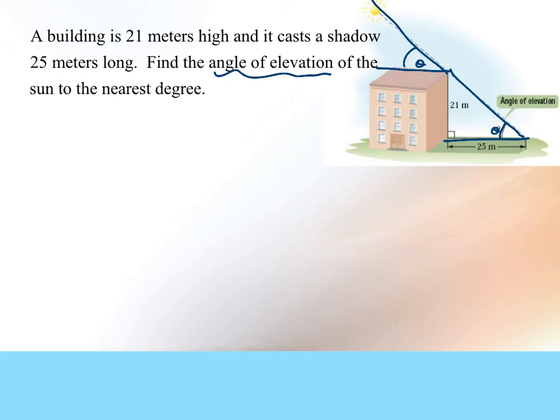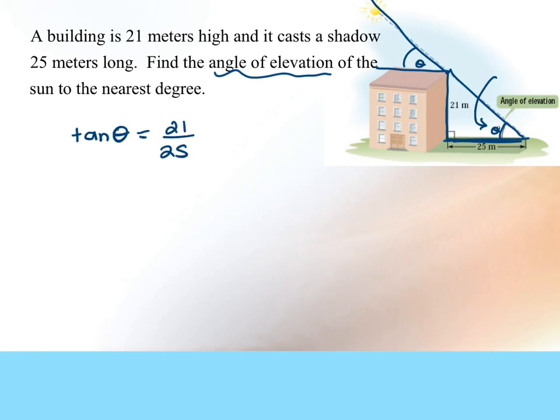But it says the building is 21 meters high, which is what this measurement is. It casts a shadow, which is 25 meters wide, which is this one. And again, this time I'm trying to find the angle. So this is different from everything we've done so far because we don't have the angle. I still set up a trig function that's opposite and adjacent, which means tangent. So the tangent of an unknown angle equals 21 over 25.